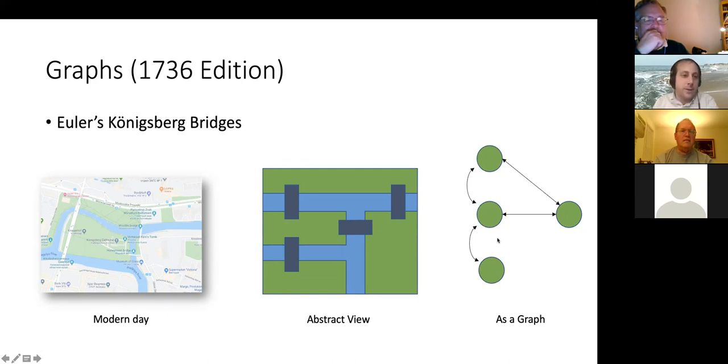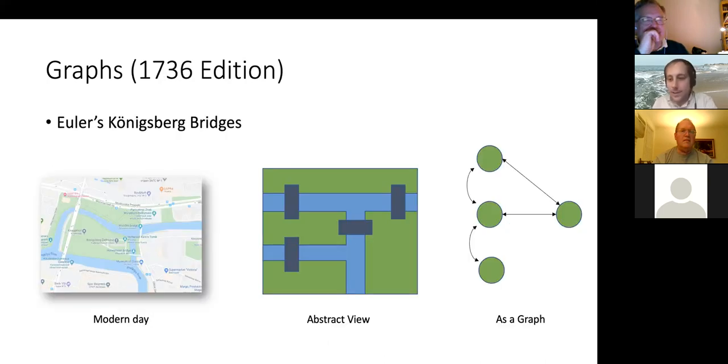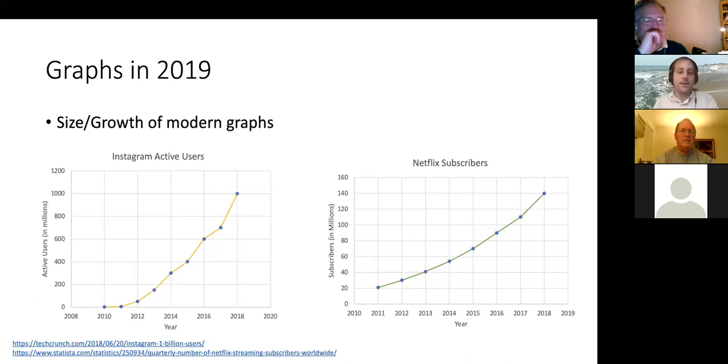Now, unlike GPUs, the definition of a graph has stayed pretty steady, but what has not stayed steady is the size of graphs. Euler had 4 edges and how many nodes? Let's see, 4 edges and 4 nodes. But if you look at the size of modern graphs, for example, social networks, you can see something like Instagram has about 1 billion nodes and on the order of 16 billion edges.